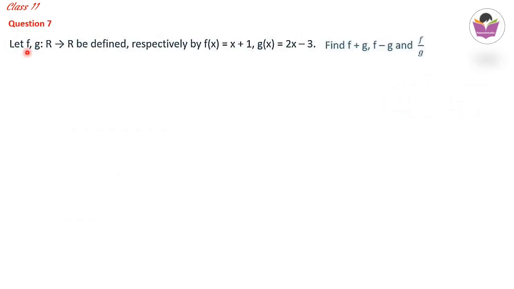Next we shall discuss the 7th question. Let f, g from R to R be defined respectively by f of x is equal to x plus 1, g of x is equal to 2x minus 3. Find f plus g, f minus g and f by g. Two functions f of x and g of x are given to us. We are asked to find out the sum, difference and the quotient f divided by g. So these three calculations you will be doing as homework.